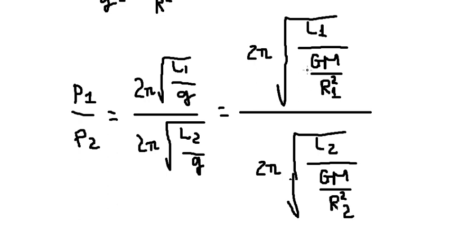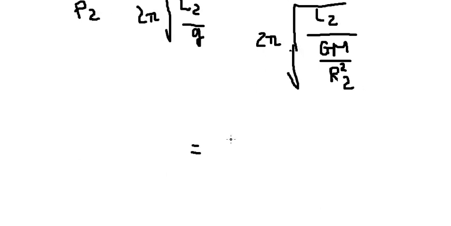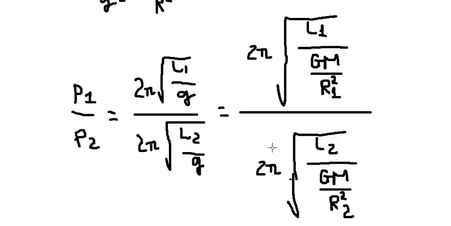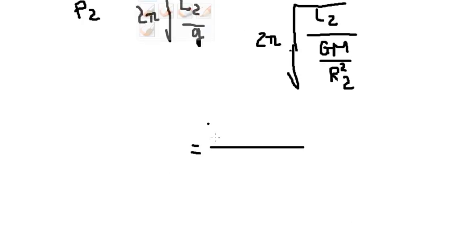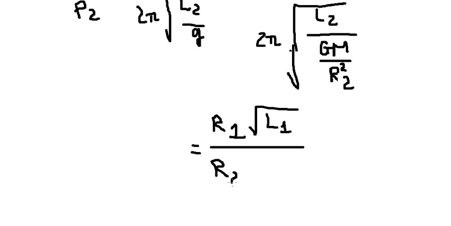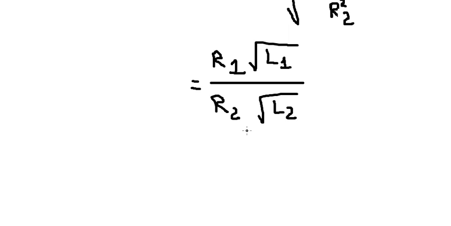Now we simplify the square root of r1 squared. This one will go to the numerator, similar for the second one, and we have it like this. 2π and 2π we cancel. And that is the final answer.